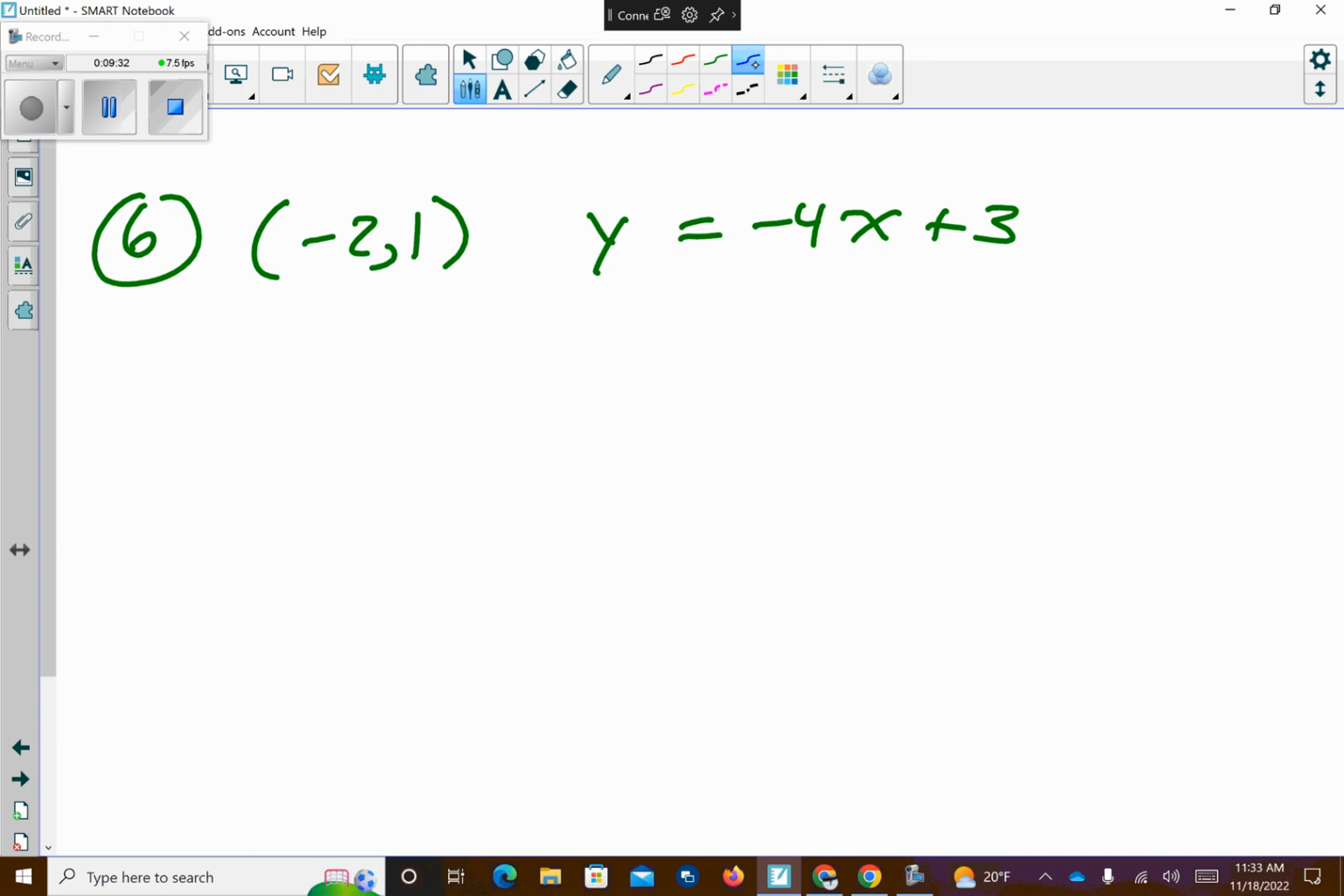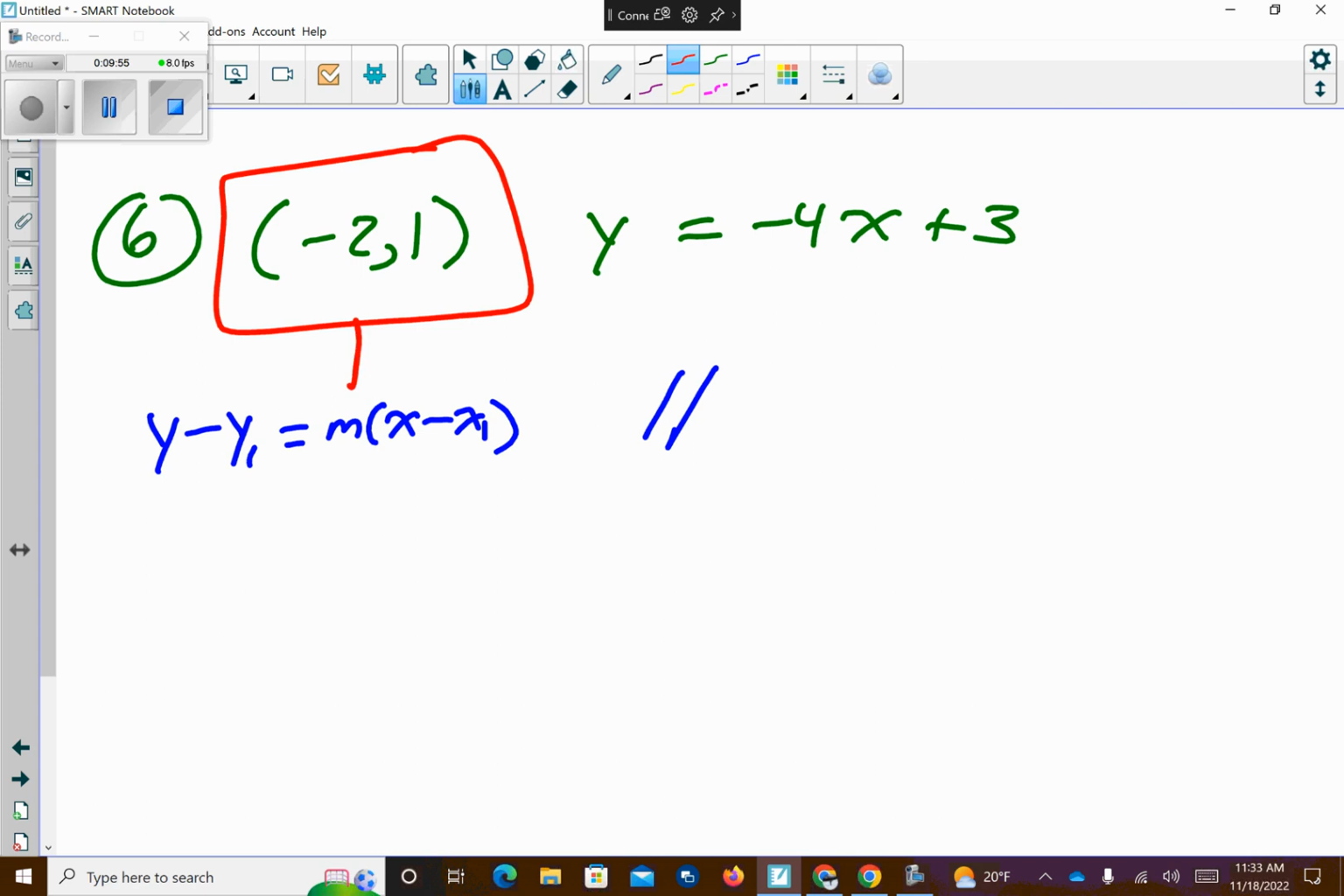We want to write an equation in point slope form. Oh, hang on. Point slope form is this. It passes through the given point and is parallel. So this point is going to be used somewhere in this equation. I need to figure out what the slope of this line is. What do you think the slope would be? -4.